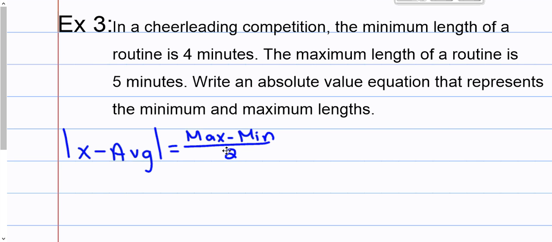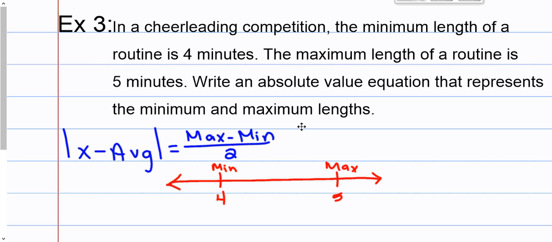Okay, so right here, if I use the numbers in this problem and I put them on a number line, you don't necessarily have to, but it's going to help us work this problem out. In a cheerleading competition, the minimum length of a routine is 4 minutes. So I'm going to put the minimum right there. That's 4. Then the maximum is 5 minutes. So I'm going to put that on my number line as well. And I have to write an absolute value equation.